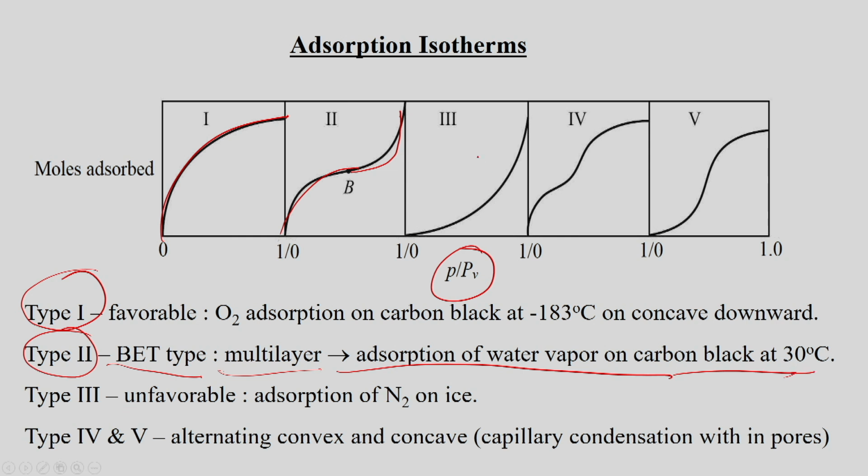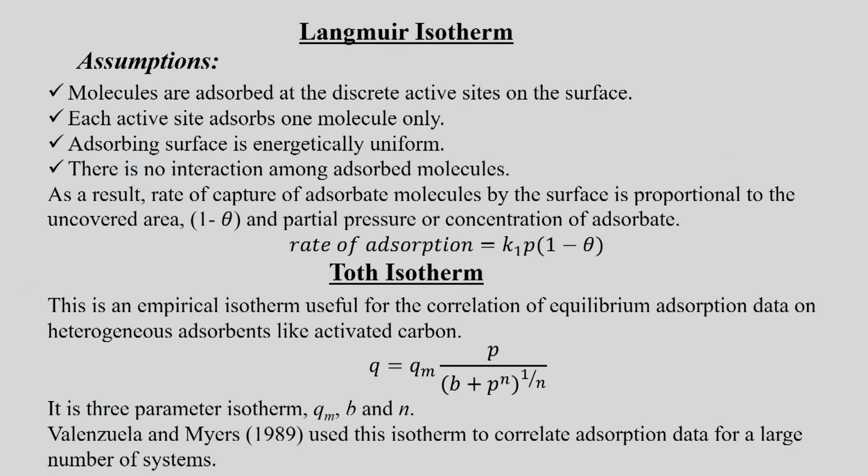Type 3 is unfavorable, where the uptake increases exponentially. Types 4 and 5 alternate between convex and concave shapes. These are capillary condensation within the pores. Now, we discussed the Langmuir isotherm.